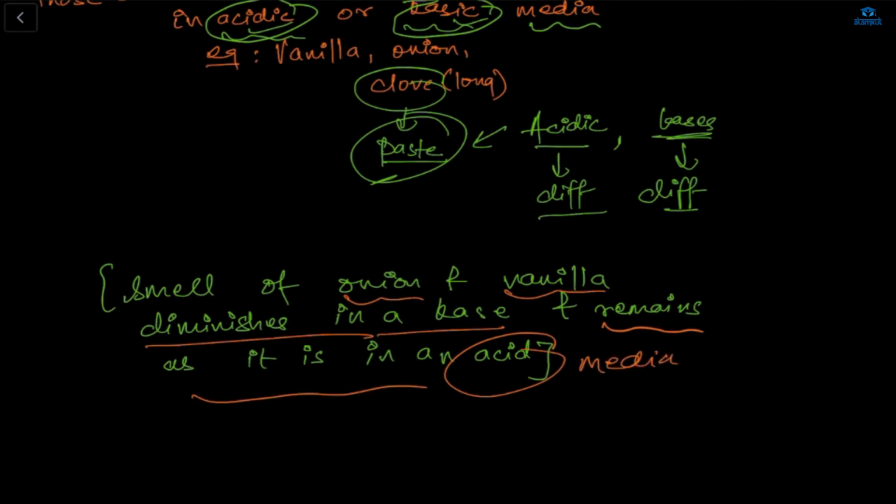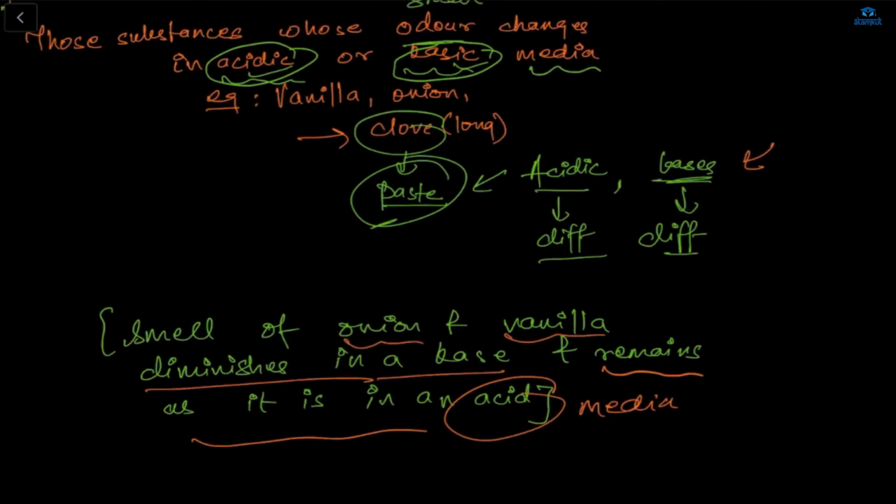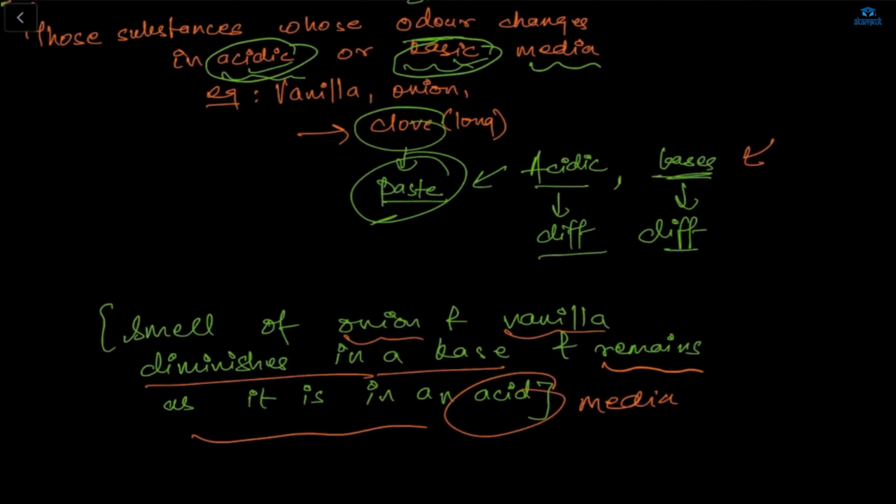But here in the clove paste, what's happening? If we add acidic, the smell is changing. If we add basic, then also some different smell is there. But in the case of onion and vanilla, if you add the acid into it, the smell is not changing. The smell only changes if we add the basic media into it.